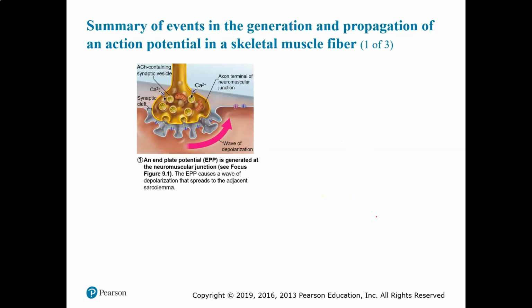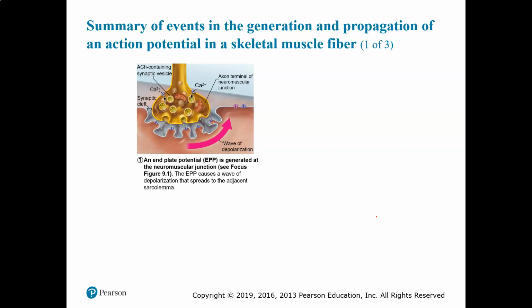So let me go ahead and get my pen ready. All right, so the first step in the generation and propagation of an action potential is that an end plate potential is generated at the neuromuscular junction. That's the very first step. An end plate potential is generated at the neuromuscular junction. So this end plate potential causes a wave of depolarization that spreads to the adjacent sarcolemma.